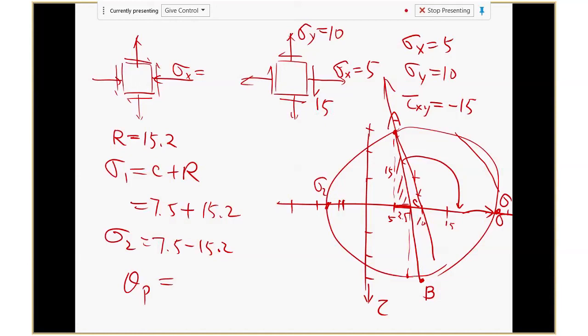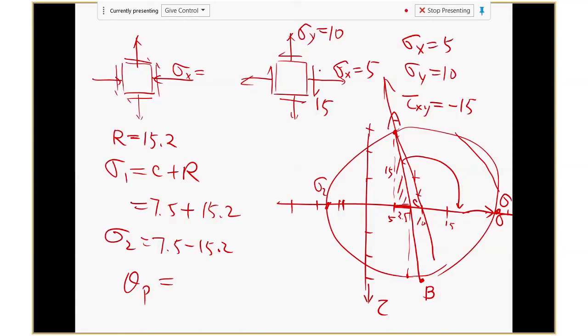Yes, if you can read it proportionally, that will be okay. Close enough, you'll get the credit, all right? Or you can just calculate. Any questions? Can you all do this one? If I give you a similar homework or an exam problem, can you all do it?